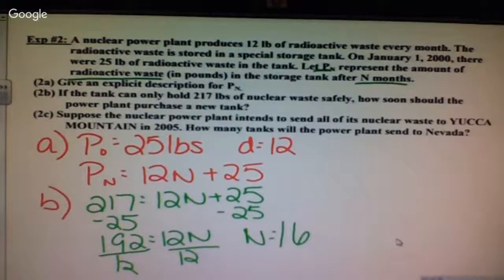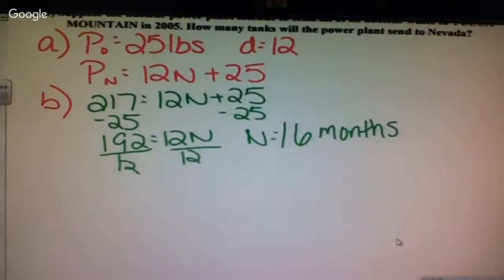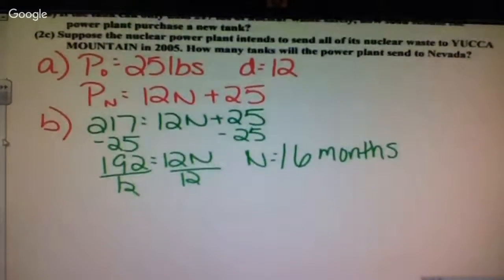16 what? Years, months? Months. n is in months. You've got to understand what you're talking about. Okay, 16 months. They could give you this problem on the test and give you 16 months, 16 years, 16 seconds. And if you pick the wrong one, you're screwed. It's all about comprehending the question.